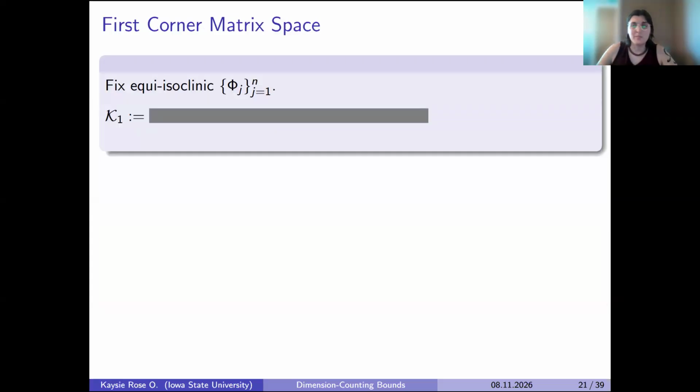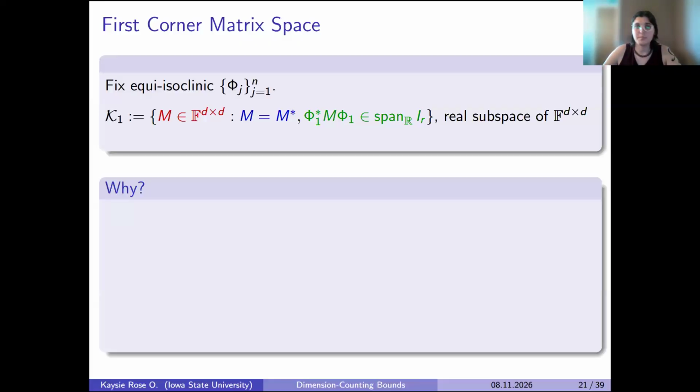So we call these corner matrix spaces. K1 is what we call the first corner matrix space. Let's see what is hiding behind the gray, not black, gray box. It's this. It is all D by D matrices M that 1) are Hermitian / self-adjoint, and 2) satisfy phi 1 star M phi 1 is in the real span of the identity. And do remember, this is a real subspace. Complex Hermitian matrices are not a subspace in general, but they are a real subspace, so that's why we have that condition.